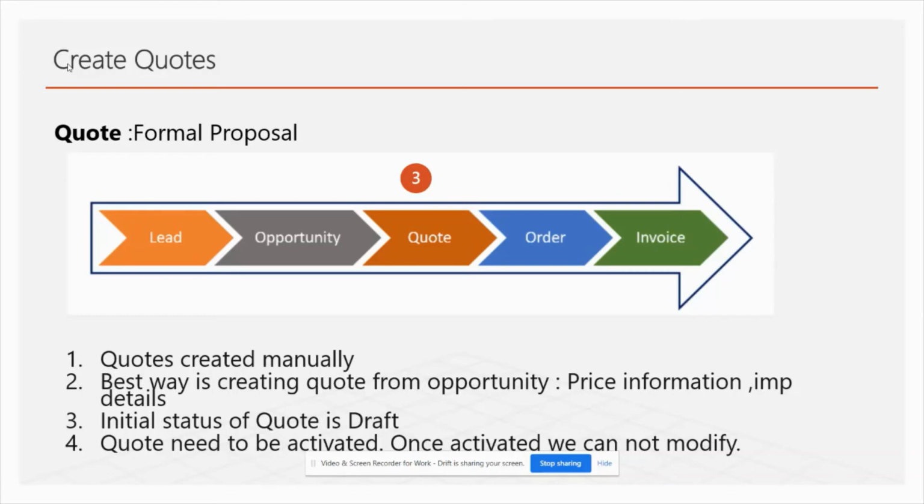Why? Because when we create the quotes from the opportunity, all the price information and important details are automatically added into the quotes. When the quote is created, the initial quote status is draft, and after creation of the quote, we need to activate it. Once the quote is activated, we cannot modify it. If we need some changes in the quote, or need to change the quantity of some product, we cannot activate the previous quote. We don't need to create a new quote, but we need to revise the quote, so a new version of the quote is automatically created.